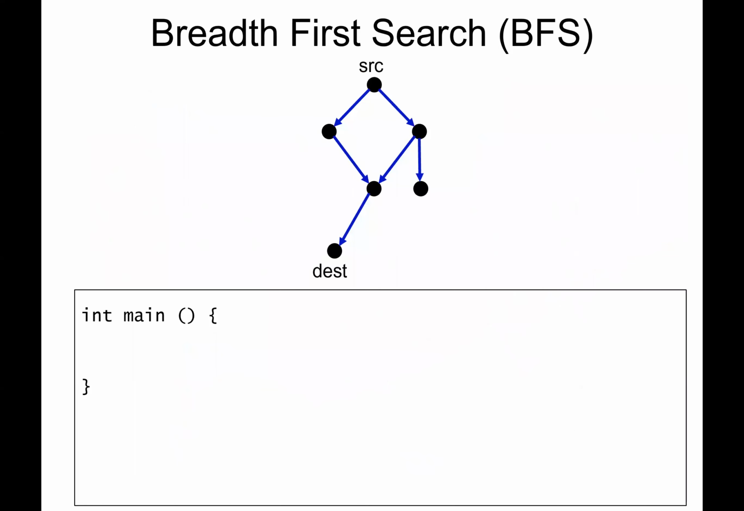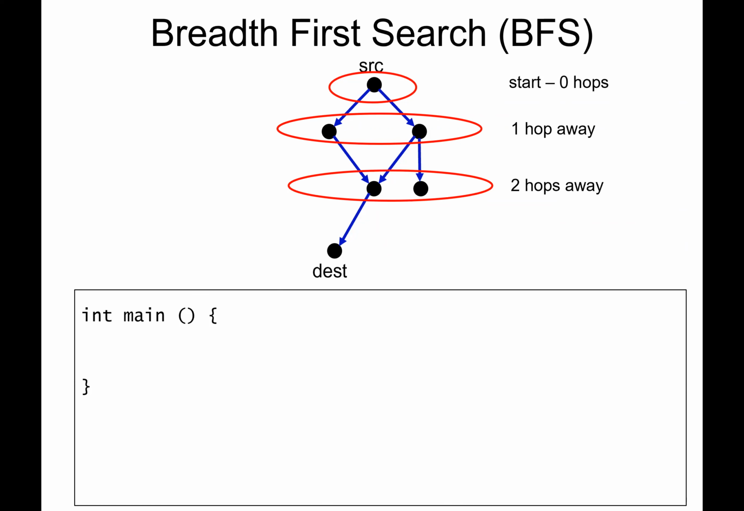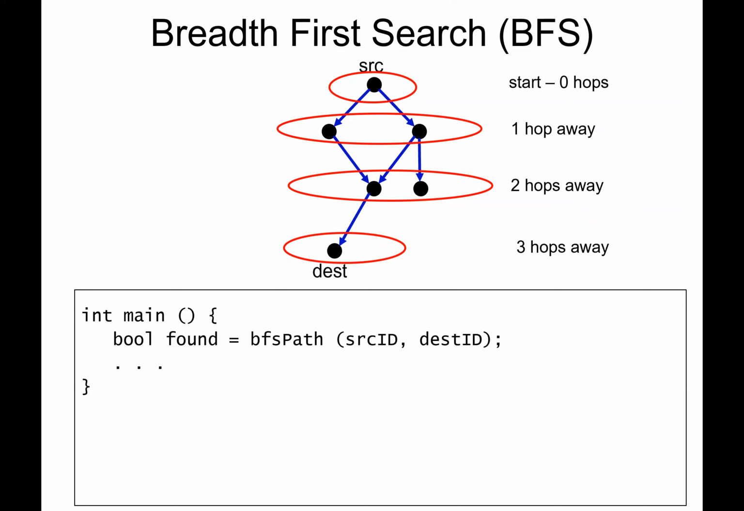Okay, so how does breadth first search work? We're going to go from source to destination again. It again expands outwards in circles in a graph, like layers. So our source is zero hops away. It's where we start. Then we look at all the intersections we can get to in one hop. Then we look at all the intersections we can get to in two hops, and then all the intersections in three hops. So it's a much more organized kind of search technique.